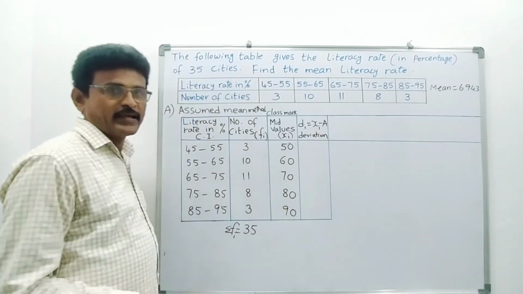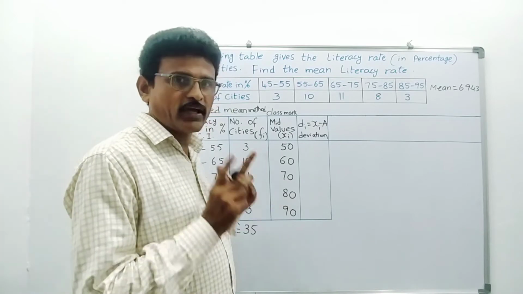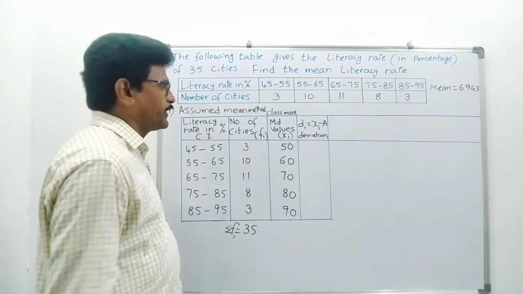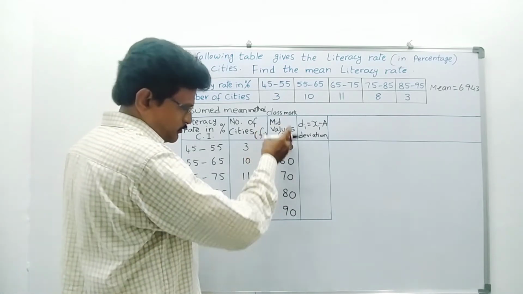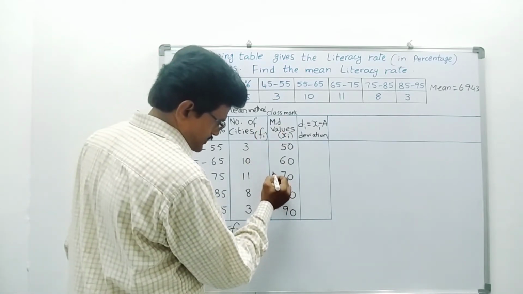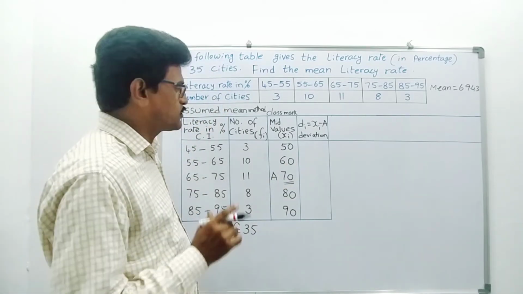What is deviation? Xi minus a. What is a here? We are assuming one value as mean. Generally, we will take the mid value. In the mid values, I am taking this one as a. Right, 70, I am assuming as mean.